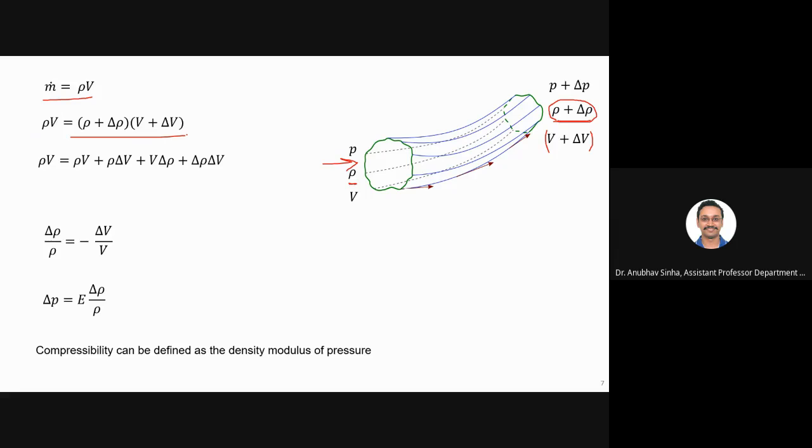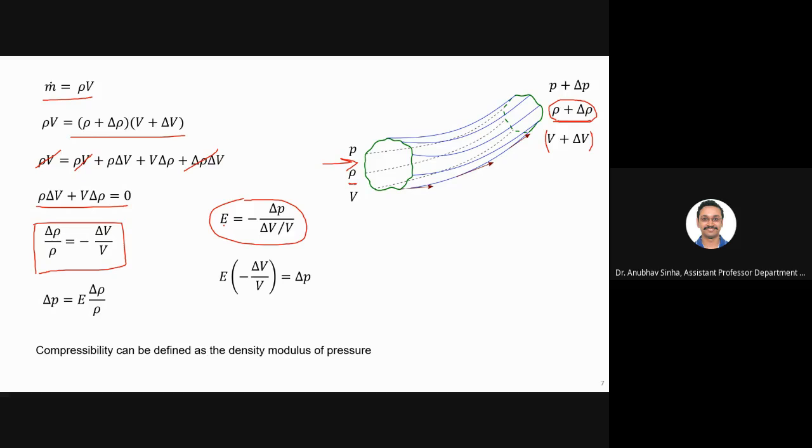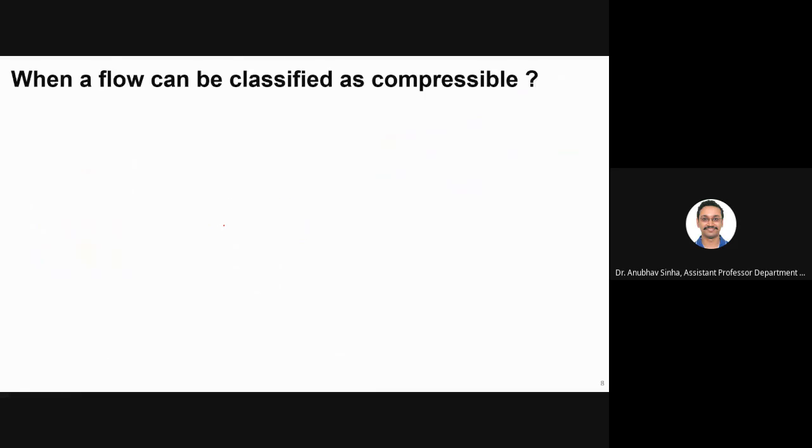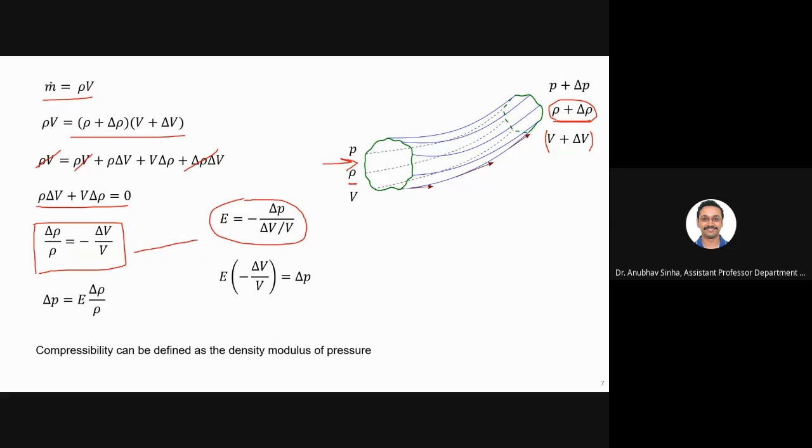Now if I expand, the same way we will cancel some terms and we will end up with this. If I do some rearrangement, this will become like this, and similarly this is what we had in the last slide. Now if you look at these equations, you can also say that compressibility can be defined as the density modulus of pressure. So instead of talking in terms of volume, we can also talk in terms of density.